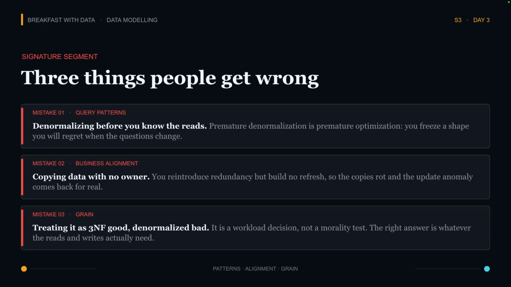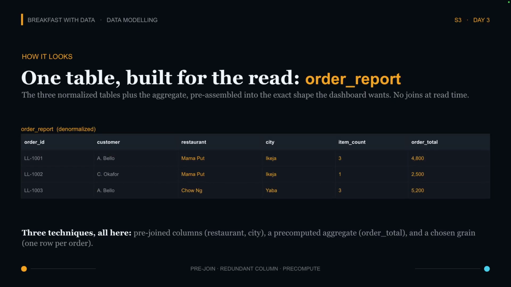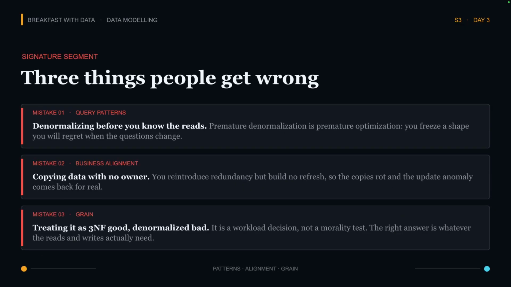The grain also, so another mistake is treating normalization as bad. 3NF is good, denormalization is bad. That is not the right approach. You understand? The best thing is, what do I need? Going by this decision, is it a good time to normalize or a good time to denormalize? It's not one is good, one is bad. It's what do I need for the decision that we are trying to make.